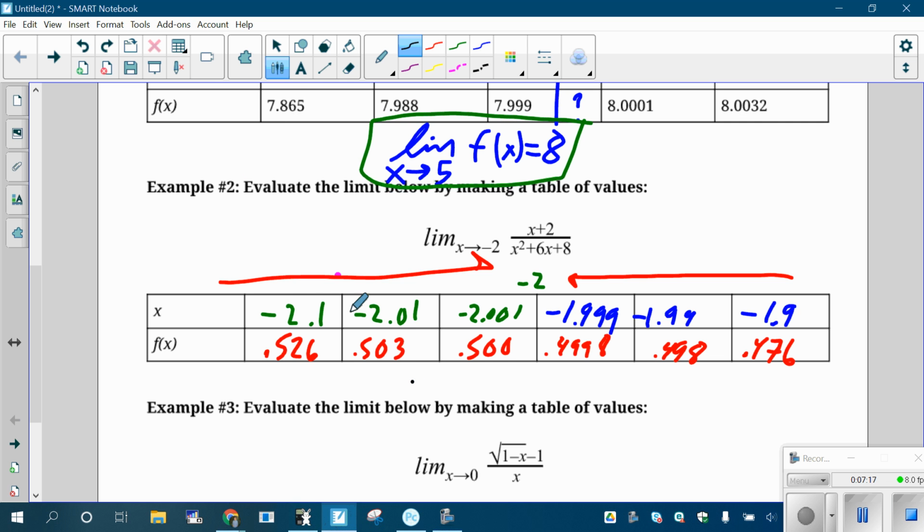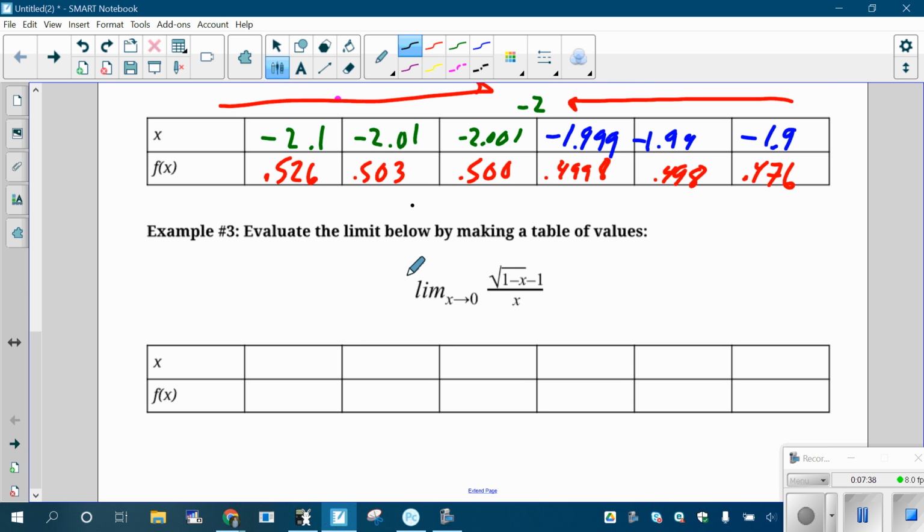What this is telling us is, as our x values get close to -2 from the left and right, our y values here are getting closer and closer to 0.5, a half. Or you can write 0.5. So we're evaluating that limit not by looking at the graph, but by looking at a table. We're making the table on our graphing calculator.